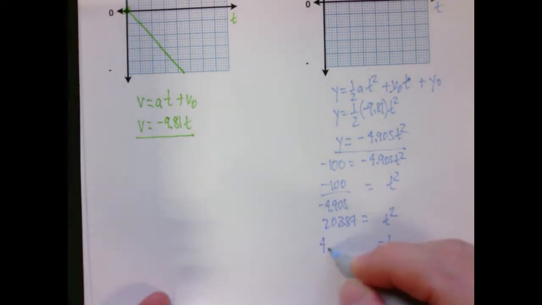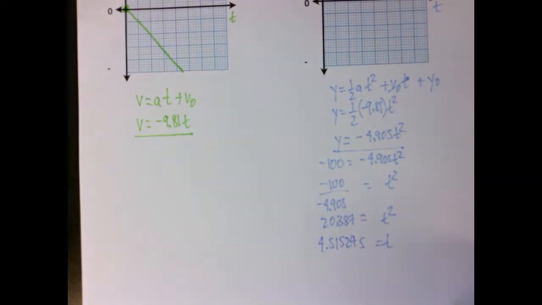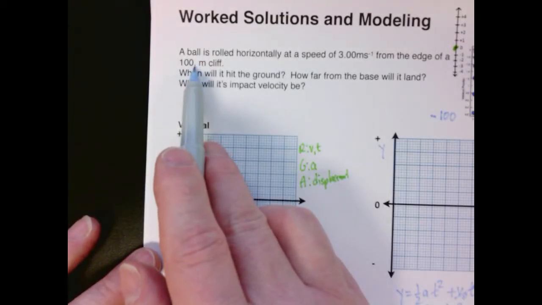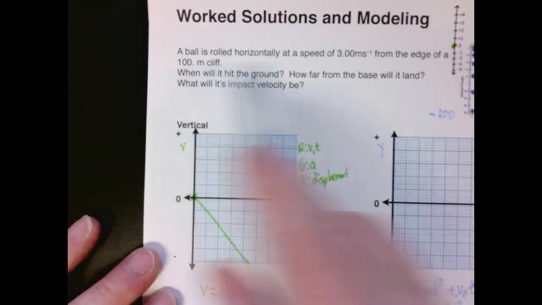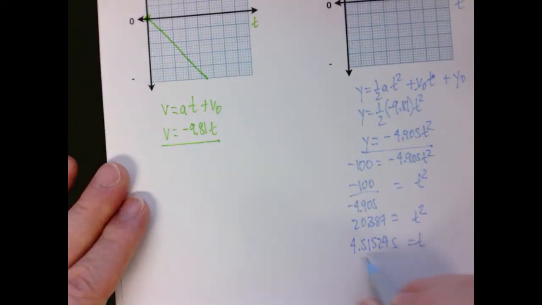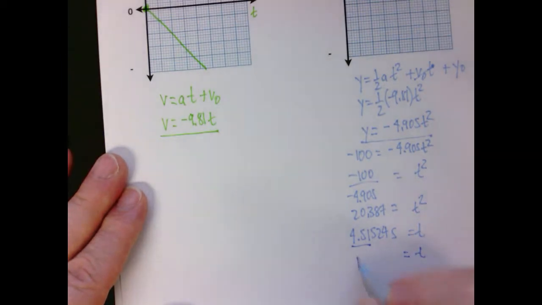Which is 4.51524 seconds. Now we had three significant digits, 100, we have 100 up here, which, with that period there, tells us that all three are significant, and we used 9.81, which has three significant digits, so we'd report three significant digits, so time is 4.52 seconds.